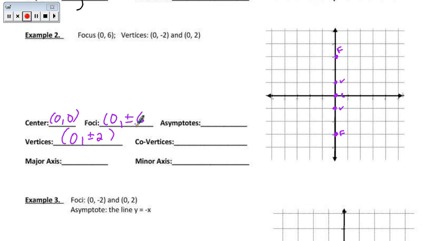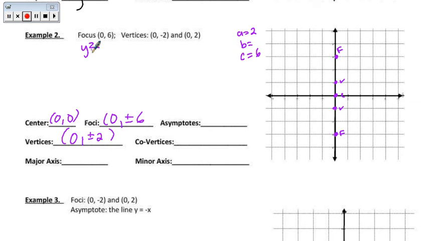So the a value is 2. I also know that we have a c value equal to 6, and again what we're looking for is our b value. I can see since the focus and vertices are all lined up vertically, that this is going to be a y squared.